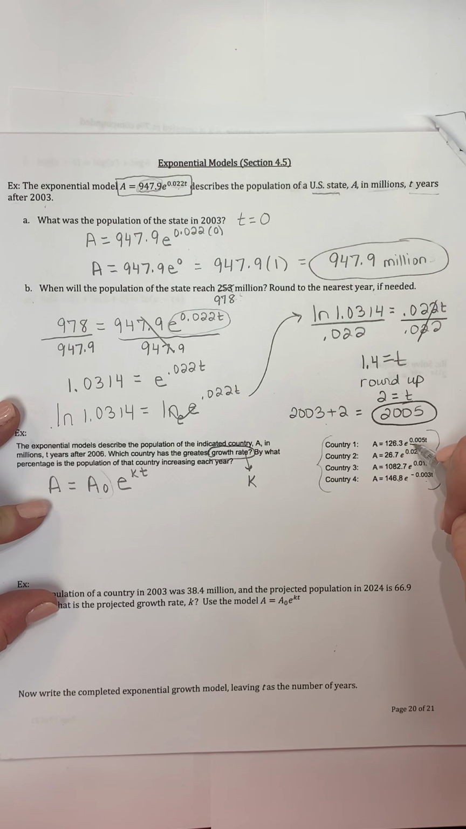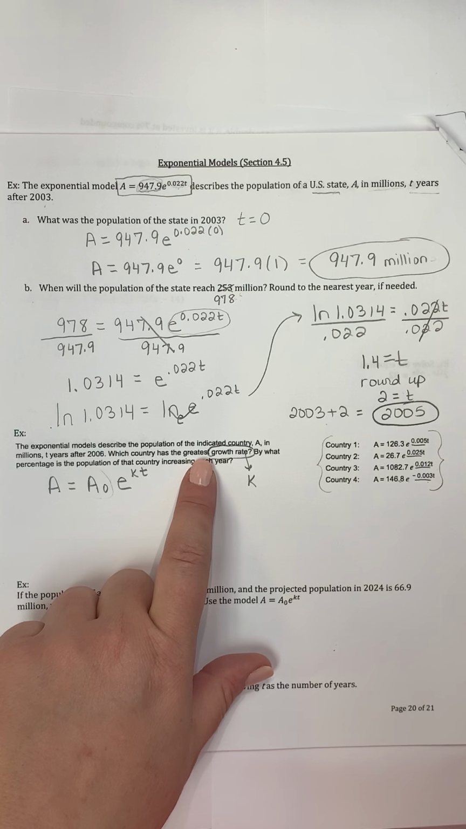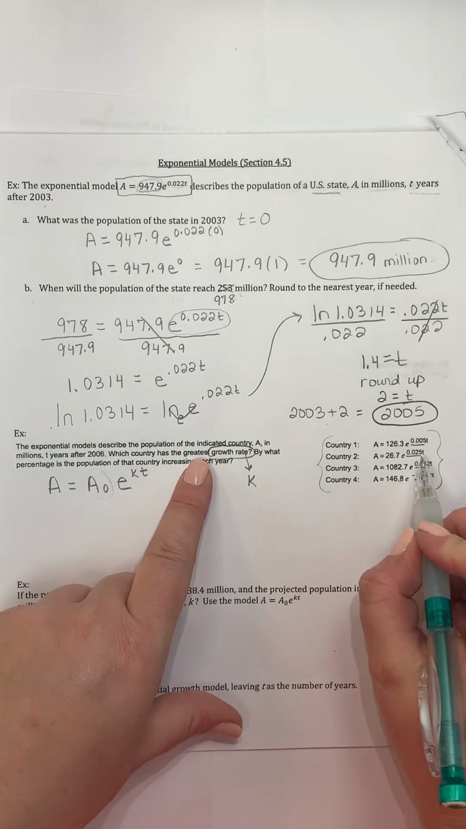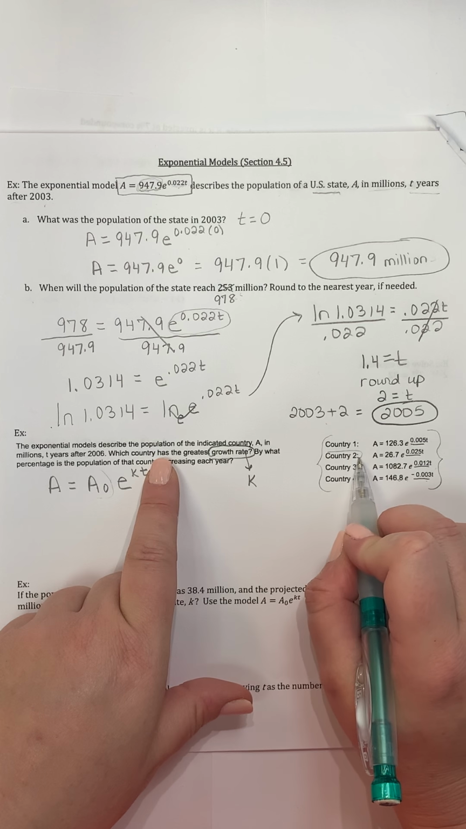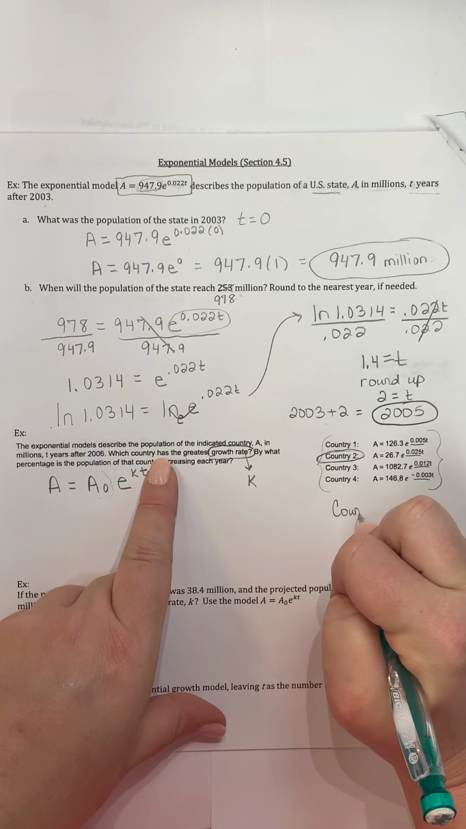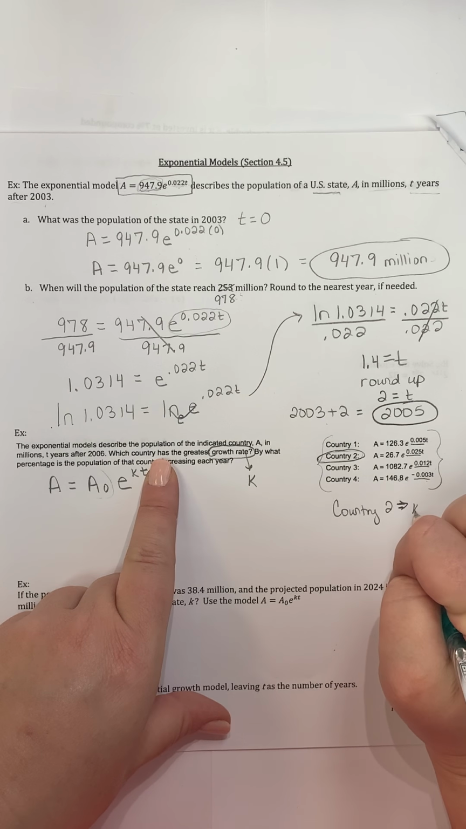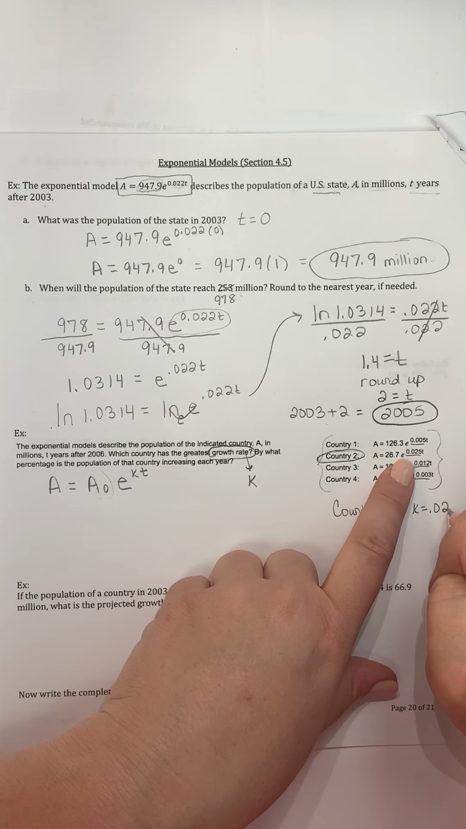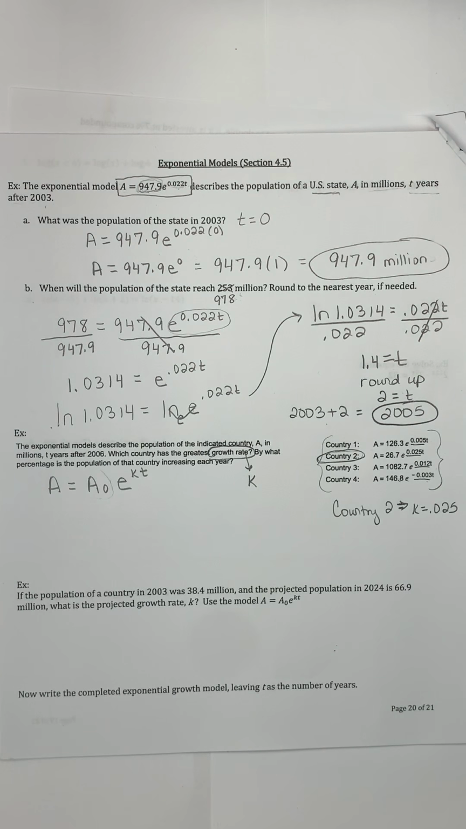So all you're looking at for each one of these is this little decimal here. And you want to know the one that has the biggest growth rate. So you go through here and find the number that's the biggest. Okay, well, the biggest number is 0.025. Which country has that? Country 2. Country 2 has the largest growth rate because its K is 0.025. Okay, so that's the country that has the largest growth rate.